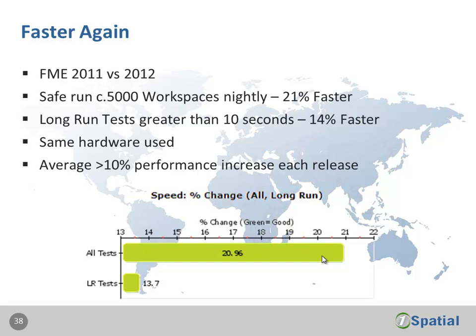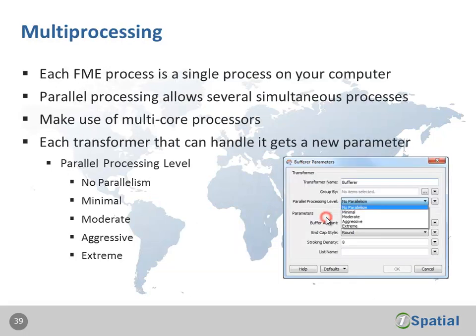Certainly for long run processes, so that's workspaces greater than 10 seconds, which some of you might think is not much of a long run, but certainly I've run FME processes for a number of days, and if you can get it any faster, then it makes a big deal. So about 14-15% faster for long runs, and really overall about 20% faster. So that's a bit of a big deal, really.